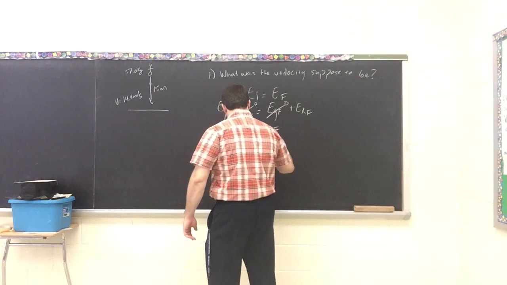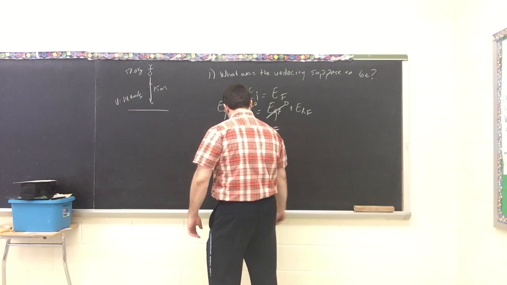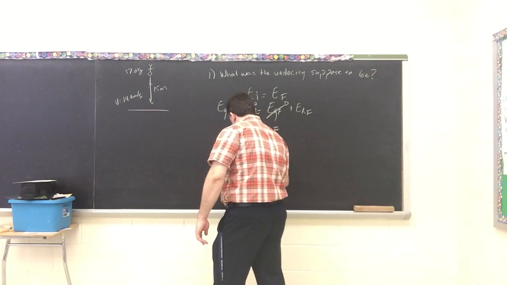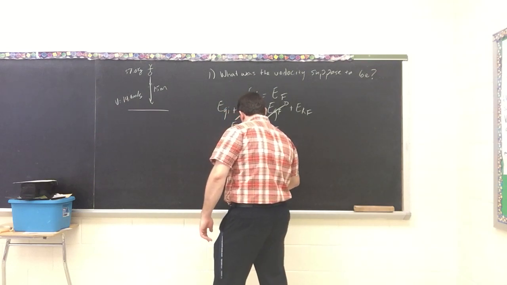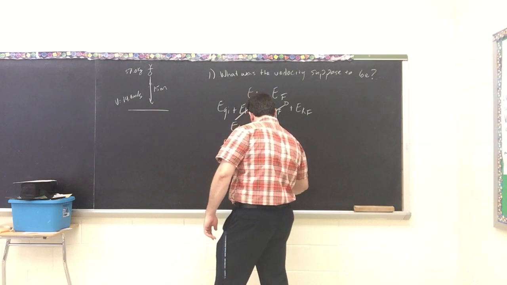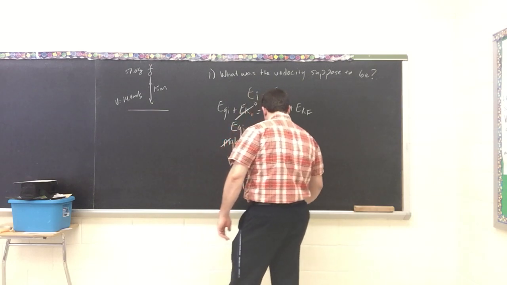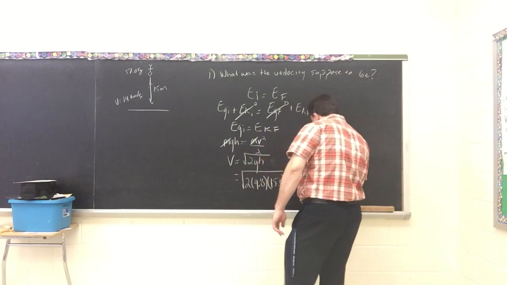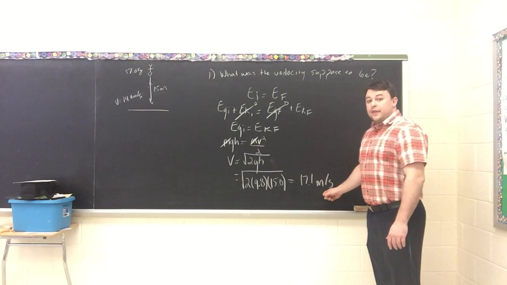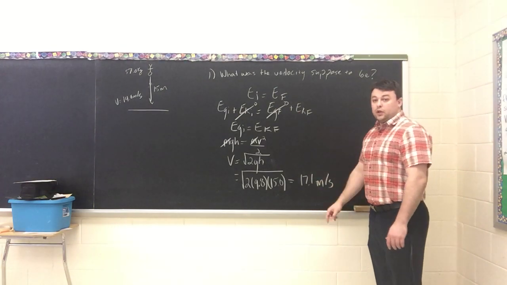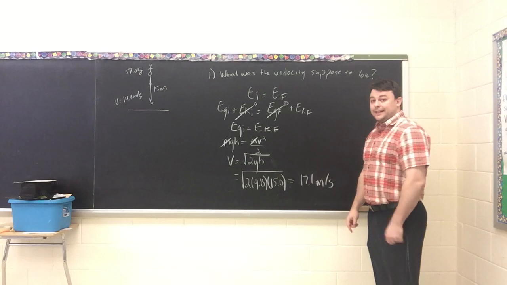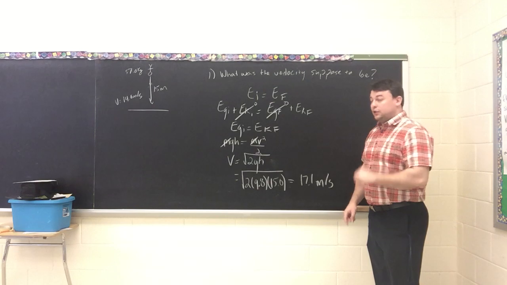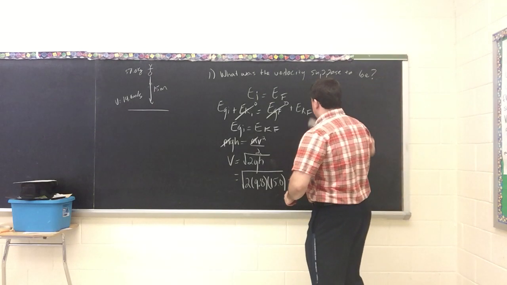V equals the square root of 2GH, which equals the square root of 2 times 9.8 times 15.0, which equals 17.1 meters a second. So now we know that that person, when they hit the water, should have been going 17.1 meters a second, not 14, which means there's a 3.1 meter a second difference. That's the loss.